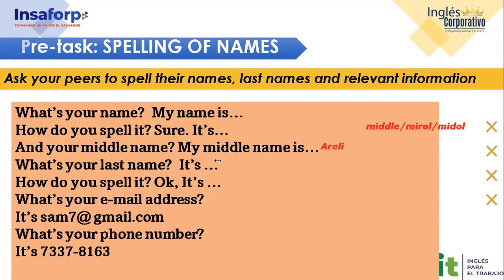It's, okay, el apellido, Ramirez. How do you spell it? Okay, it's R-A-M-I-R-E-Z, right? What's your email address? It's sam7@gmail.com. So let's see. Got it. Okay. So it's at, the pronunciation for that one. It's at, and then you have dot.